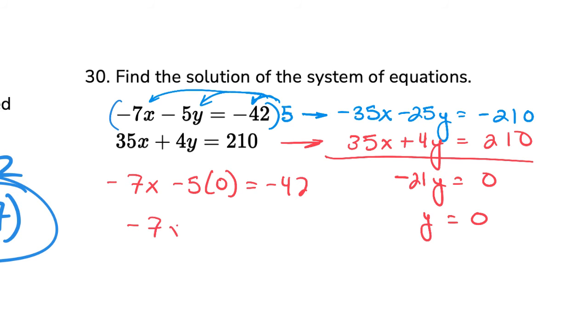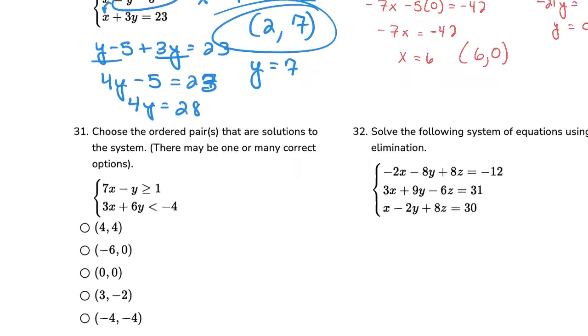5 times 0 is 0. Divide by negative 7, I get 6. So these two must cross when x is 6 and y is 0.